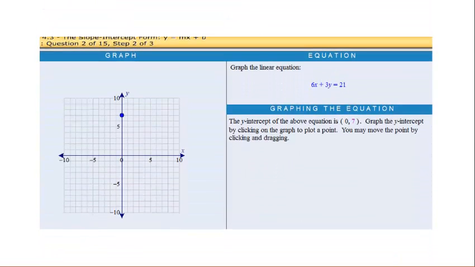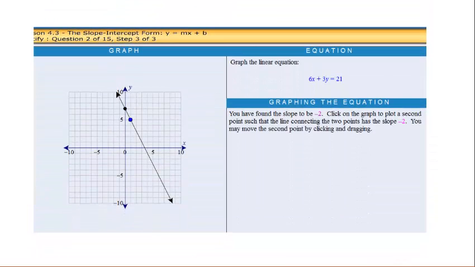Keep in mind, in some of these problems there will be more than one step, and they may have you only plot one point. Pay attention to what it's asking you to do. Read the directions. In this case, all it is telling you to do is graph the intercept at (0, 7). Since we know our intercept is at (0, 7), we're able to plot that first point.